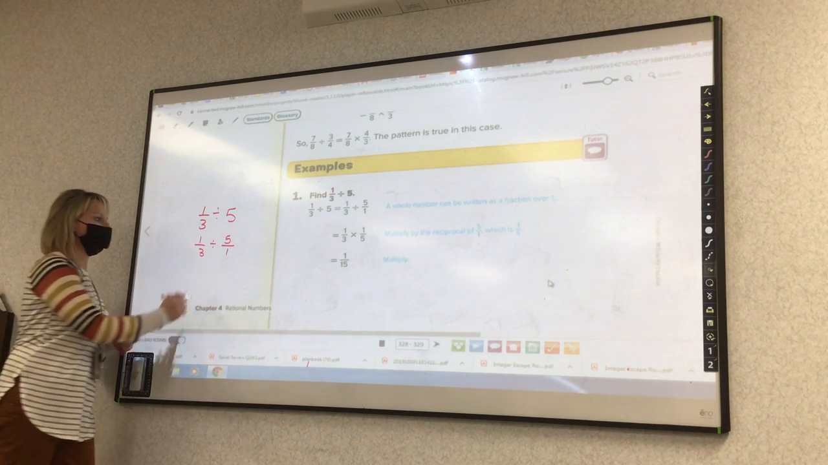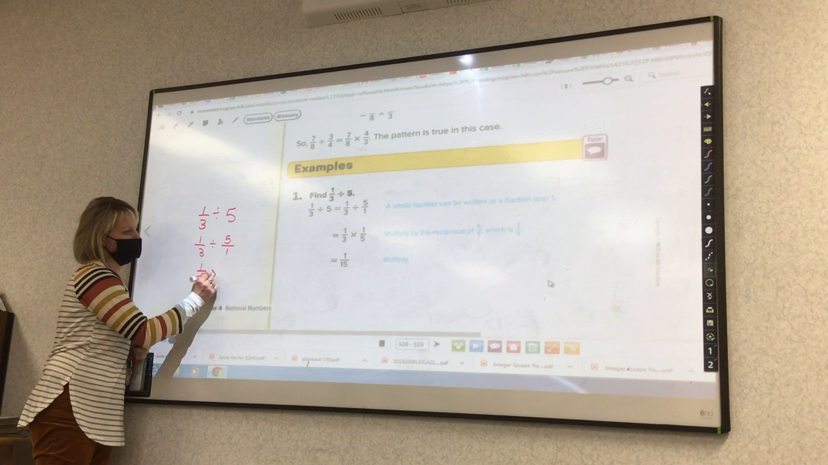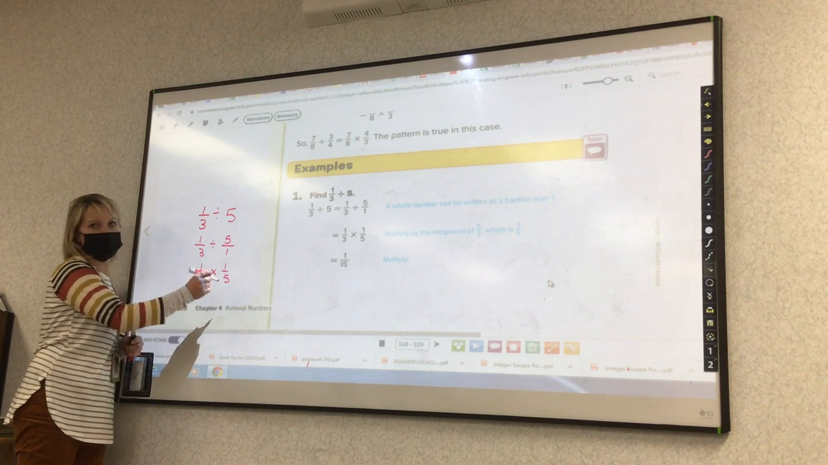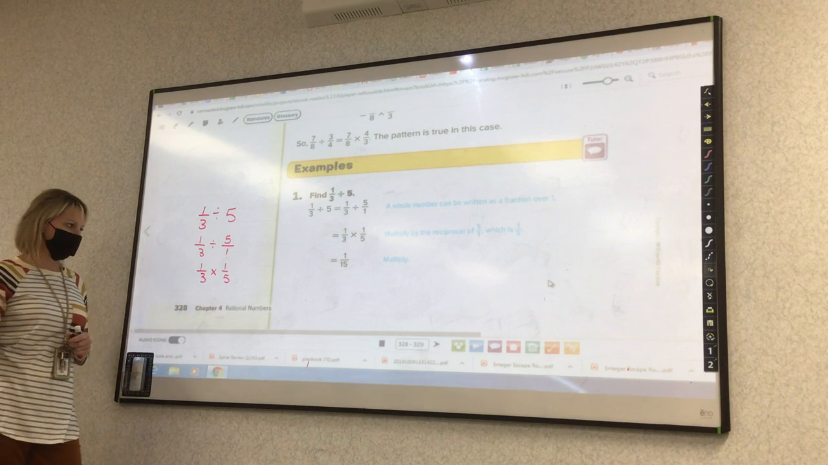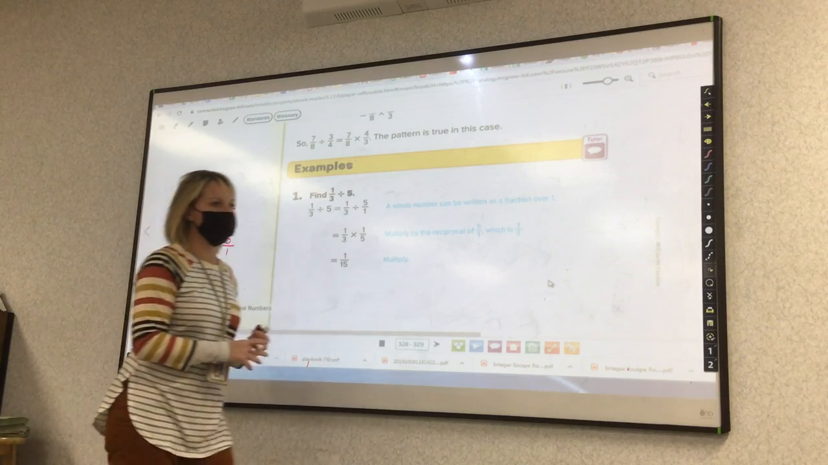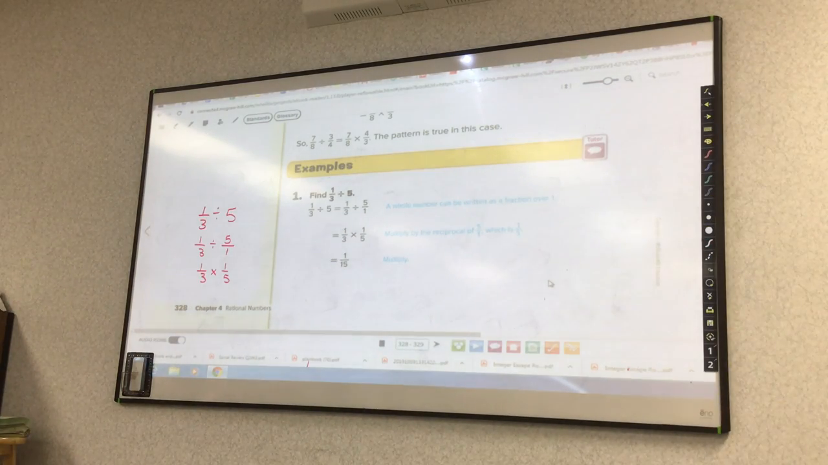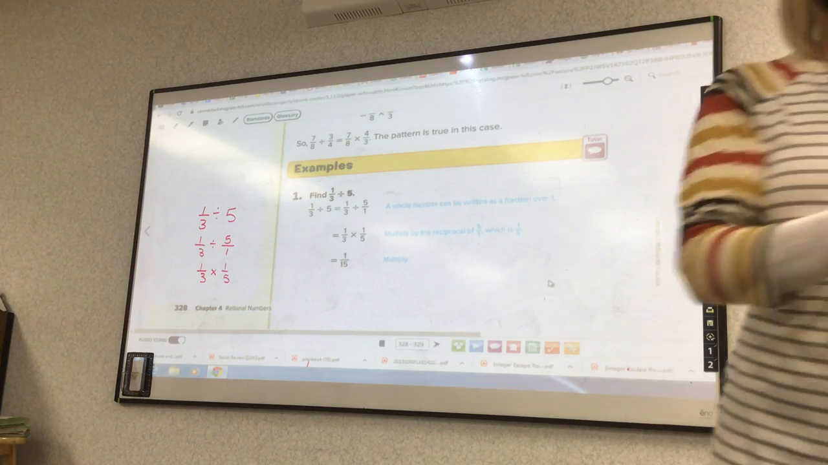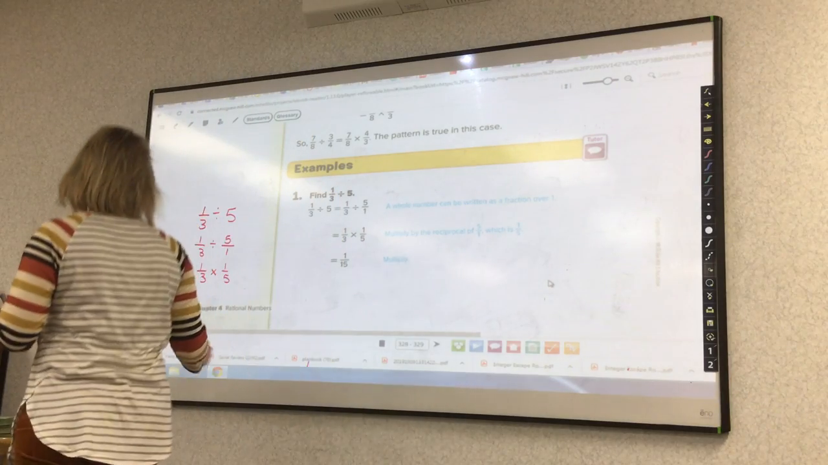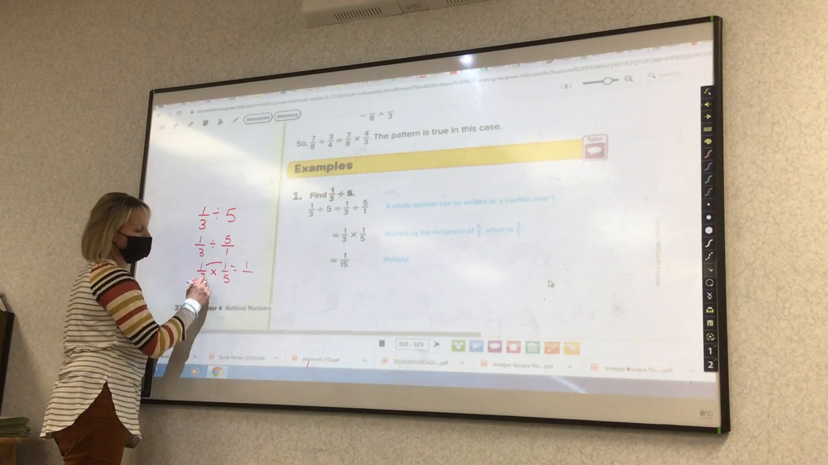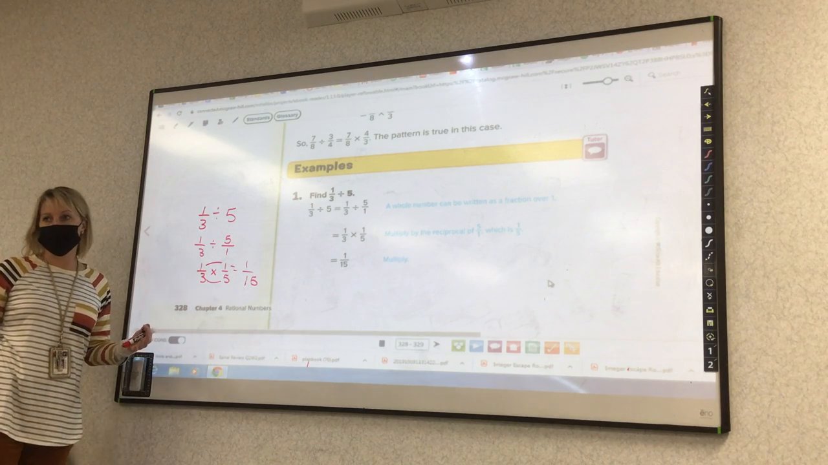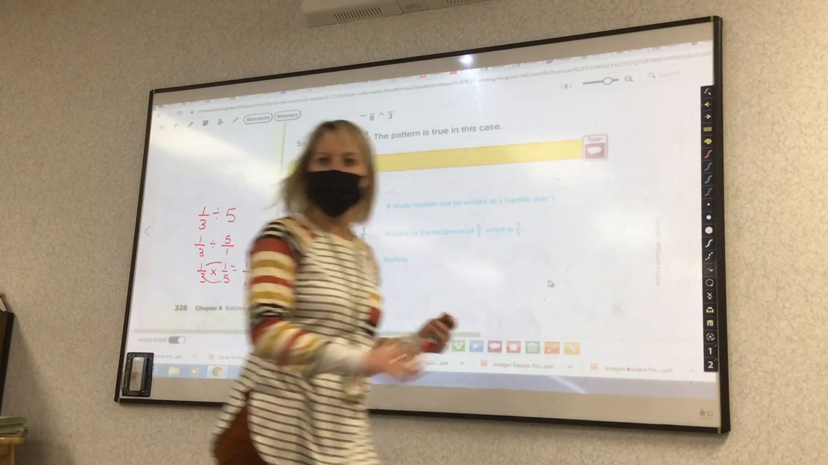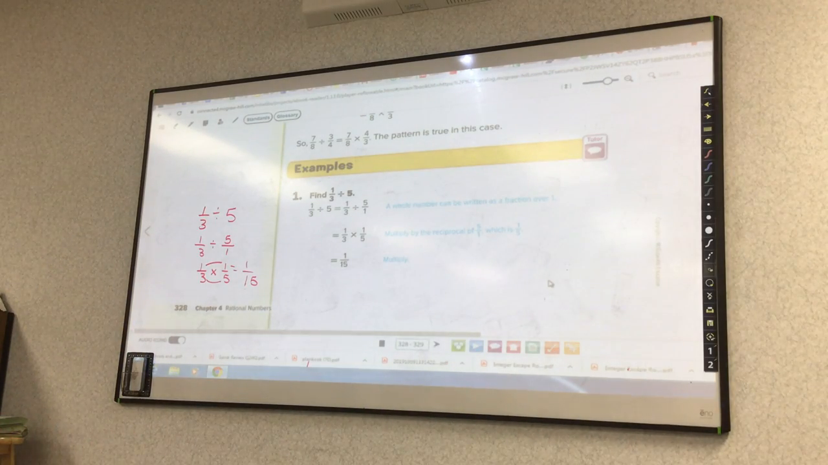Then we can just do the keep, change, flip. But we're not going to call it a flip in seventh grade. We're going to call it the what? Reciprocal. The reciprocal. Then I have to look to see if I can cross cancel anything. Can I cross cancel anything? No. Nope. So I'm going to show that I am just multiplying going across. So I have 1 times 1 is 1, and then 3 times 5 is 15. And I'm done. Any questions so far? Okay, it looks like you guys are doing an excellent job writing notes.